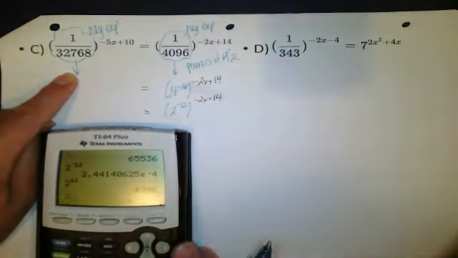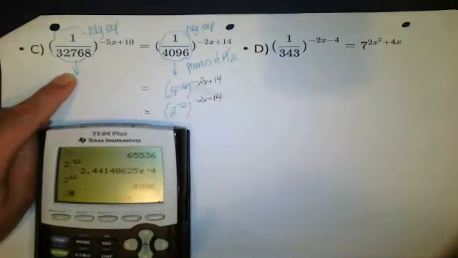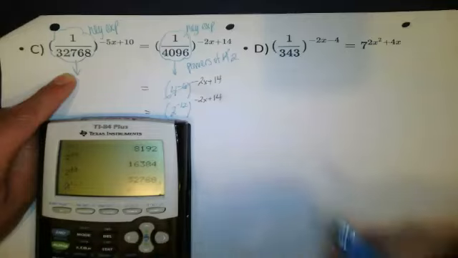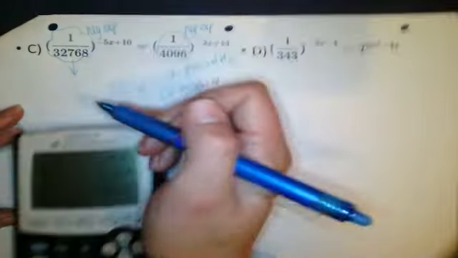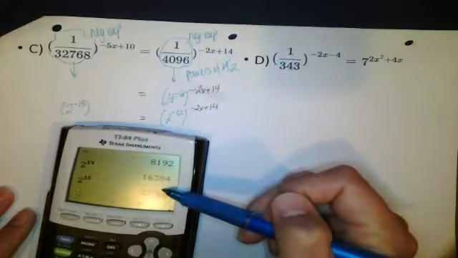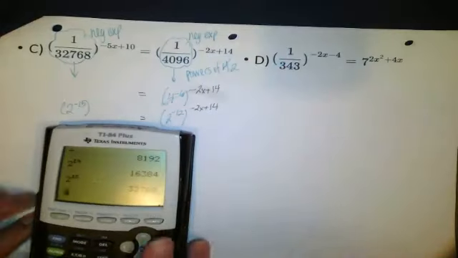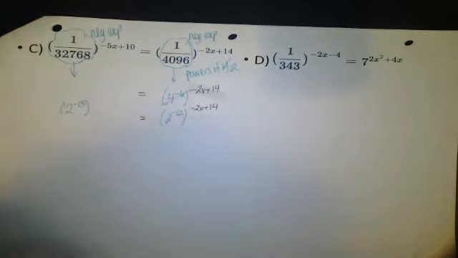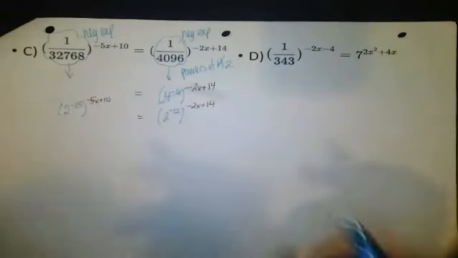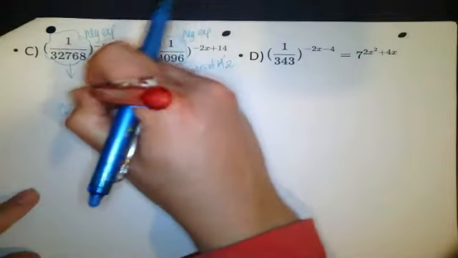It's got to be bigger than 12. So 2 to the 13th. Nope. 2 to the 14th. No, almost there. 2 to the 15th. 32,768. There we go. So 2 to the negative 15 would give me 1 over 32,768, to the negative 5x plus 10. Okay, so now we can go ahead and multiply our powers.